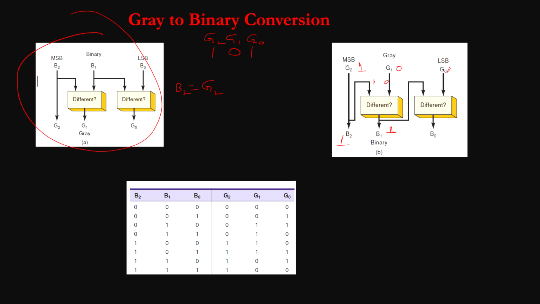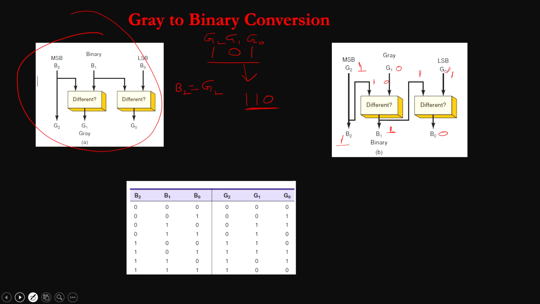And the result will go here. Result is 1. What is Z0? Z0 is also 1. So 1 minus 1 is 0. So what you got? You got 1, 1, 0. This is the binary number.